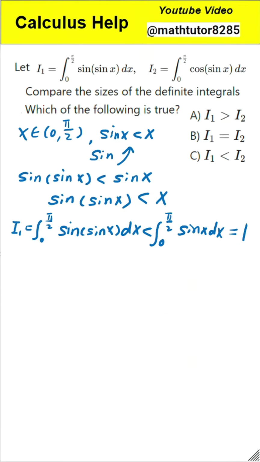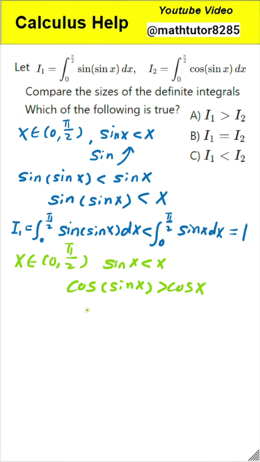Next step is to compare cosine of sine of x. Now we'll look at cosine of sine of x. Since cosine is a decreasing function on the interval from 0 to pi over 2, and since sine of x is less than x, plugging in a cosine gives us that cosine of sine of x is greater than cosine of x. So if we integrate cosine of sine of x from 0 to pi over 2, we'll get something bigger than the integral of cosine of x over that interval.